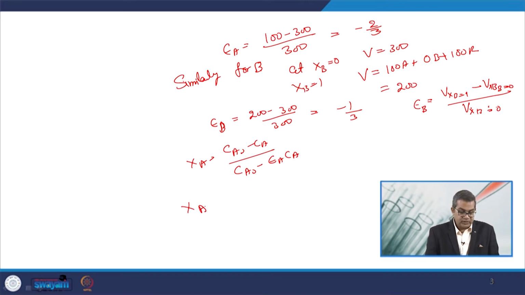So XA is equal to CA0 minus CA upon CA0 plus epsilon A CA, or we can write XA is equal to 200 minus 50 upon 200 plus minus 2 upon 3 into 50, and that comes out to be 0.9.